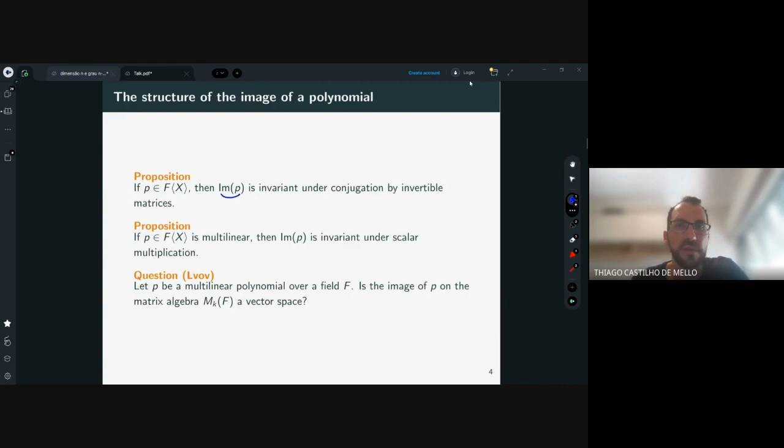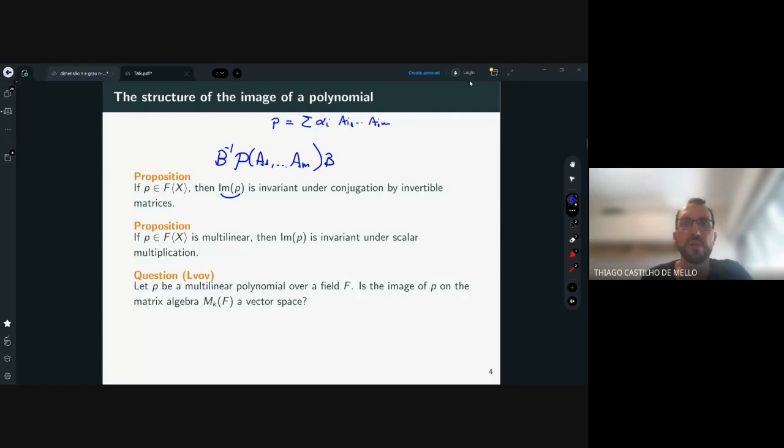polynomial is invariant under conjugation. Well, how can we see that? Well, an element of the image is something like that. Okay, so if you conjugate this by a matrix, we need to show that this is the image of some polynomial too, of this polynomial evaluated in some matrices. Okay, but P is nothing more than a linear combination of monomials.